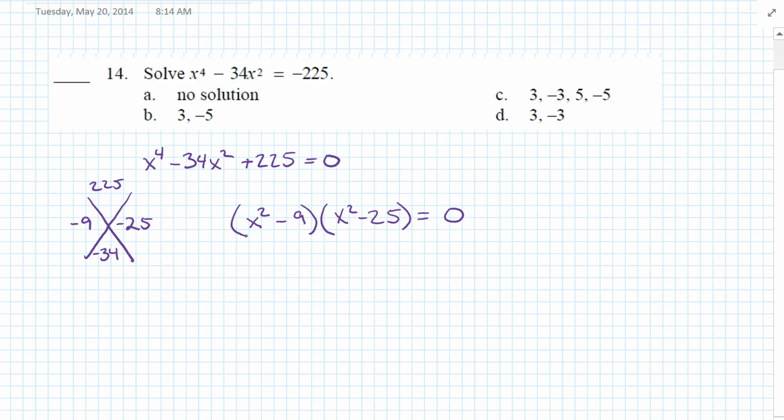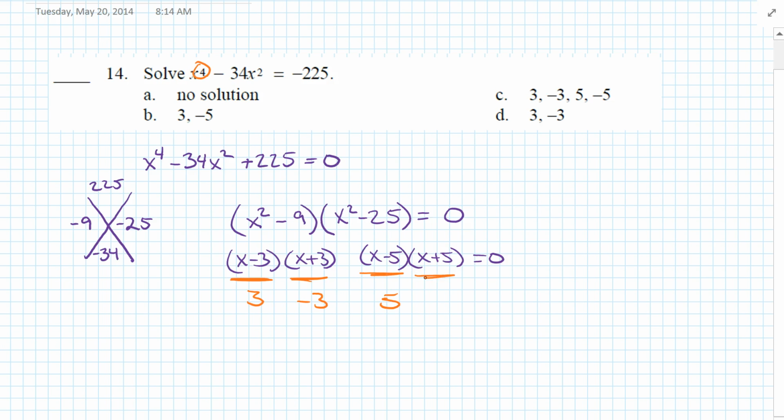What do we notice? Those are difference of squares, so we can rewrite this as x minus 3 times x plus 3, and then x minus 5 times x plus 5, all equals 0. Which this should kind of make sense. We have a 4th degree polynomial, so we should have 4 answers. My x is going to be 3, negative 3, 5, and negative 5. Those are all my solutions, remember, with the roots of everything. So plus or minus 3, plus or minus 5. Answer C.